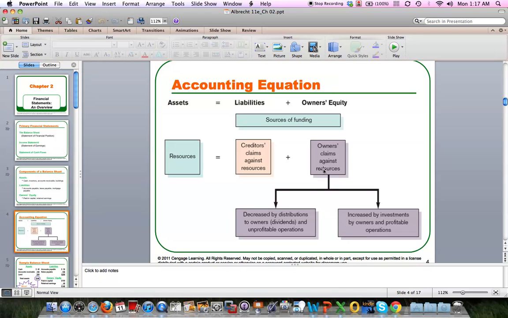Now equity here, the owner's claims against resources, is decreased by dividends and unprofitable operations. So if you have a net loss, for example, and it's increased by profitable operations or by owner investment. So equity goes up when we have profits or investment from the owner. Equity goes down with losses or by dividends.